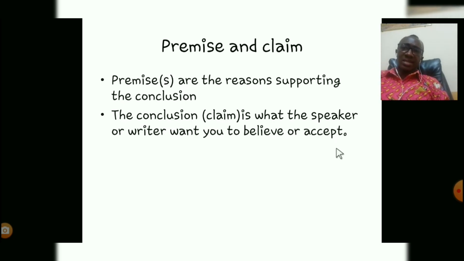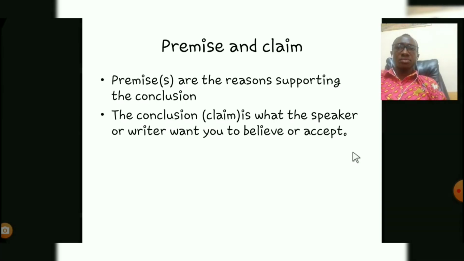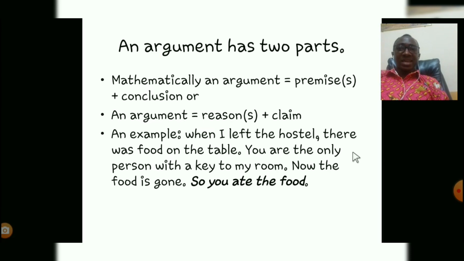So please, let's understand that an argument has two parts: the premise and the claim. The premises are the reasons that support the claim. So the claim or the conclusion depends on the premise. So now, mathematically, those who love mathematics, we can say that an argument is equal to or tantamount to premise or premises, because an argument can have more than one premise, plus conclusion. Or you can say that an argument is tantamount to reasons plus claim.